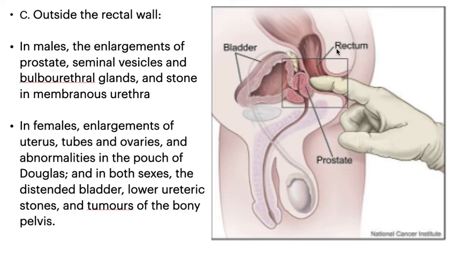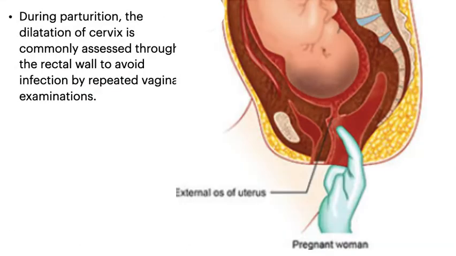Now, outside the rectal wall, in the males, enlargement of the prostate, seminal vesicle, bulbourethral glands, and stone in the membranous urethra. In the females, enlargement of the uterus, tubes, ovaries, abnormalities in the pouch of Douglas, and in both, distension of the bladder, low ureteric stones, tumors of the bony pelvis.